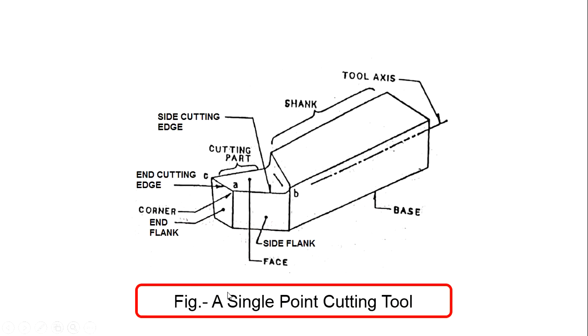Now let's see the basic geometry of the single point cutting tool. Later on we will go into the detail of the single point cutting tool. Now this is your side cutting edge, or it is also called a major cutting edge. The portion below the side cutting edge is called the side flank or the major flank. Now this is your end cutting edge, or it is called a minor cutting edge also, and the portion below the end cutting edge is called the end flank or minor flank.